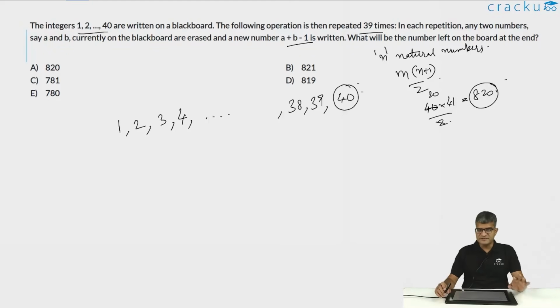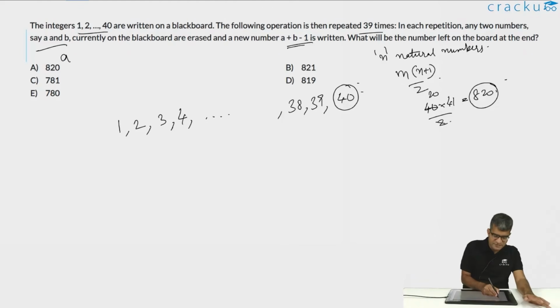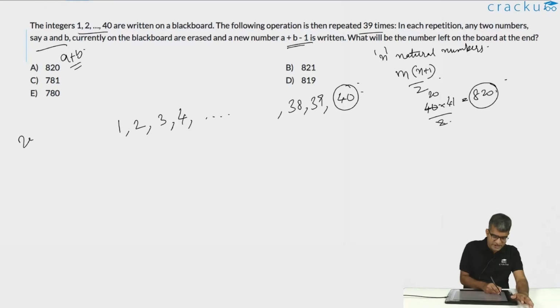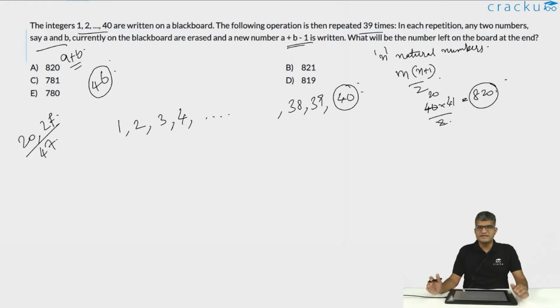Now when one operation is being done, the two numbers a and b are replaced by a plus b minus 1. So essentially the sum of the numbers initially was a plus b, that is being replaced with a plus b minus 1. So if you are looking only at the sum of all the numbers on the board, the sum is decreasing by 1. If you are not understanding it, let us assume that the two numbers that are selected randomly are say 20 and 27. Now 20 and 27 are being replaced, the sum is 47, with 46. So initially the sum of these two numbers is 47. Now the number that is written on the board is 46. So the overall sum on the board is reduced by 1.